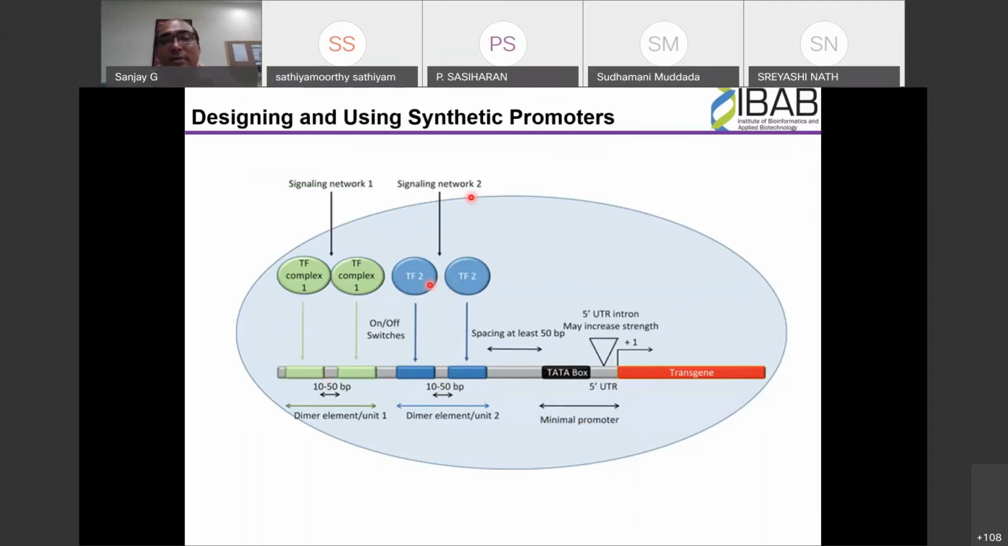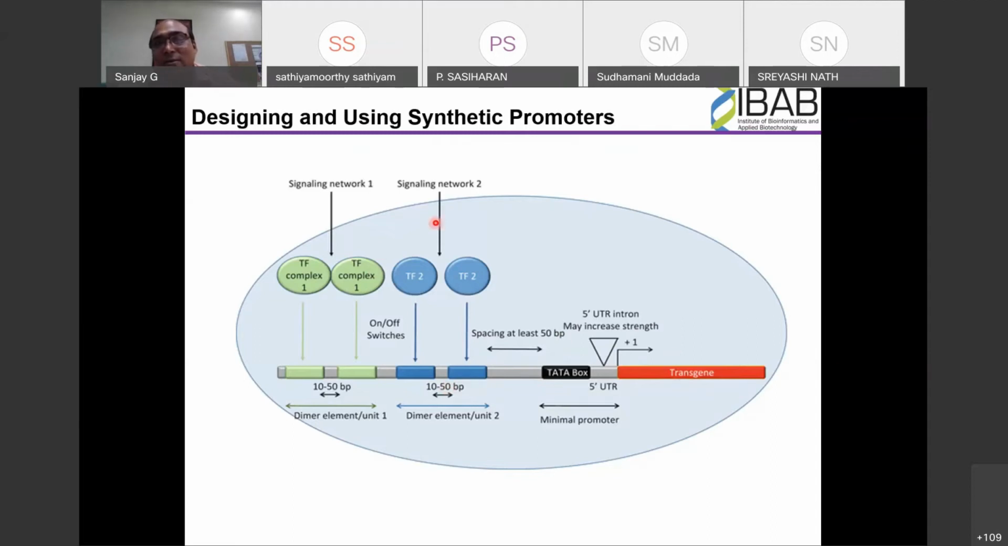So it can be triggered, let's say, by two different signaling networks, because the signaling networks always lead to phosphorylation of a protein, and that protein goes to the nucleus, binds, etc. So we can engineer those binding sites upstream of a core promoter, a minimal promoter, and then regulate this transgene expression based on a signaling.